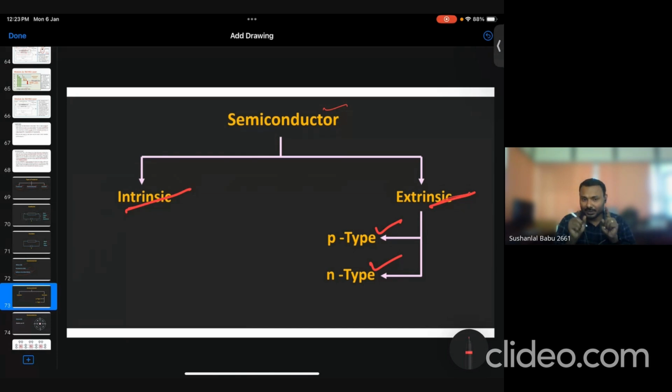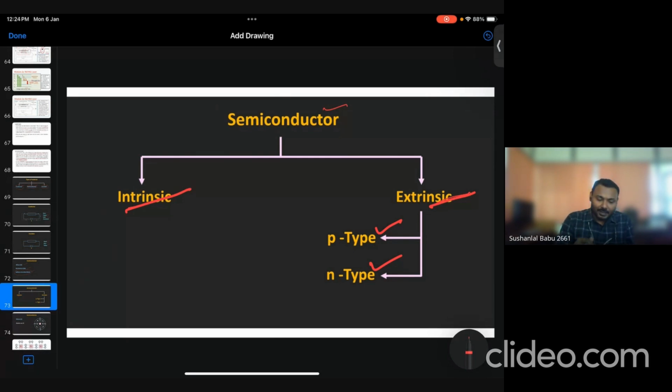P-type positive and negative. Electrons negatively charged, holes positively charged. You just imagine like that. So p type, n type. P type means the majority charge carriers are holes. In p type, the minority charge carriers will be electrons. So don't confuse. N type, the majority charge carriers will be electrons and the minority charge carriers will be holes.